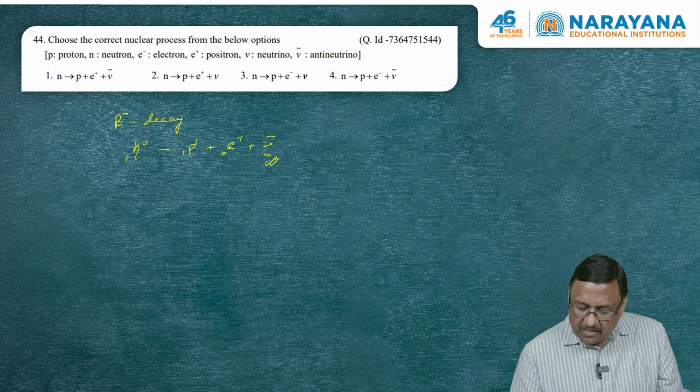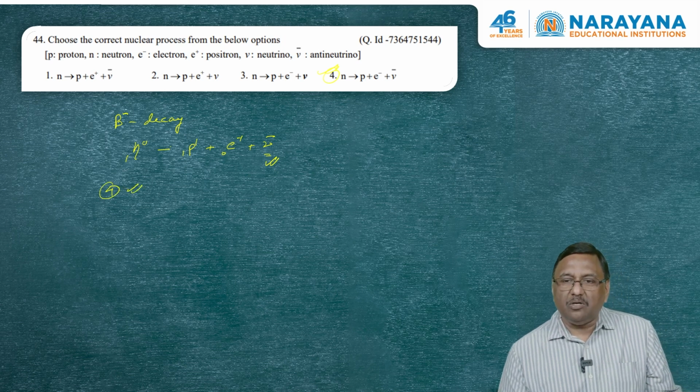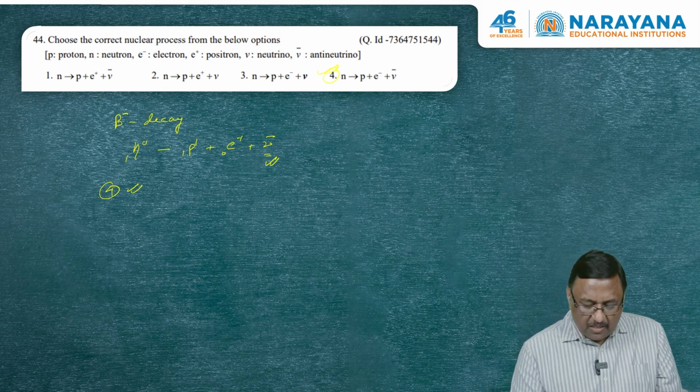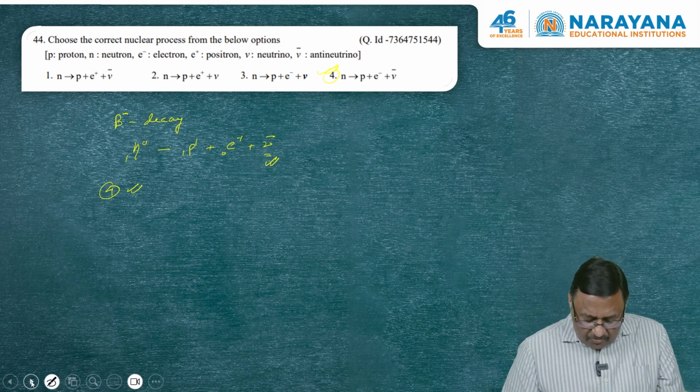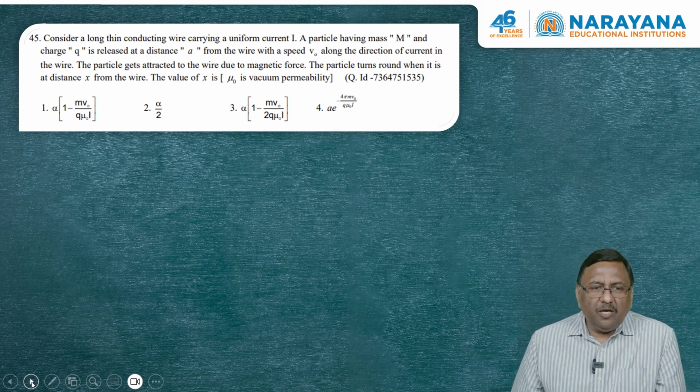So I can say this is a straightforward question. I don't think there is more explanation in this. So the fourth is the right option for this question. The neutron is converting into a proton, an electron and an anti-neutrino. So that is another simple one. Let us go for the next slide now. Let us come to question number 45.